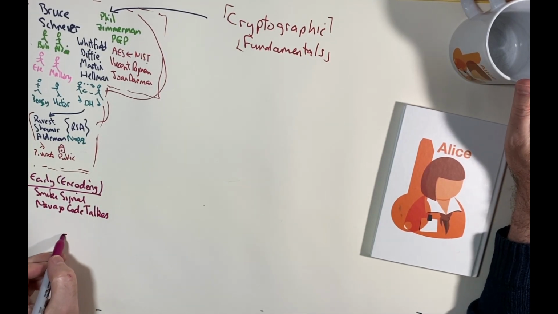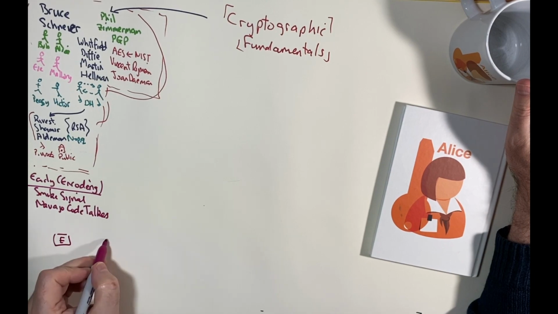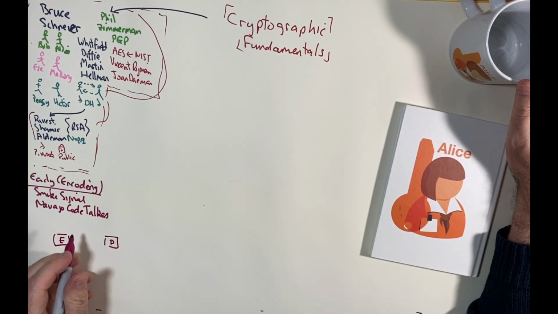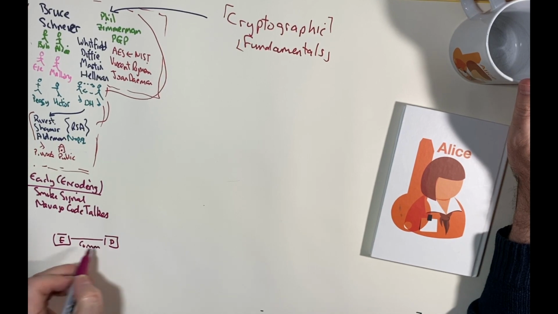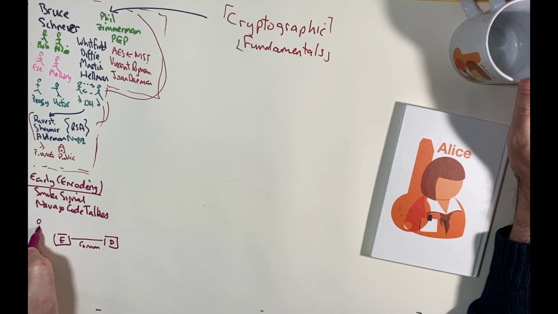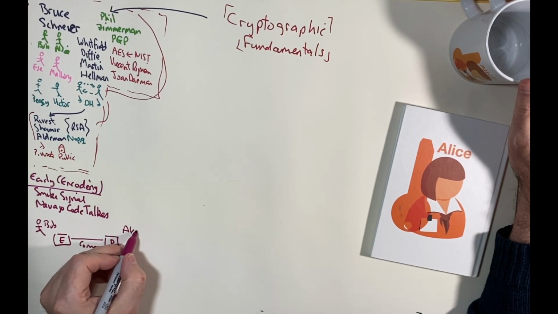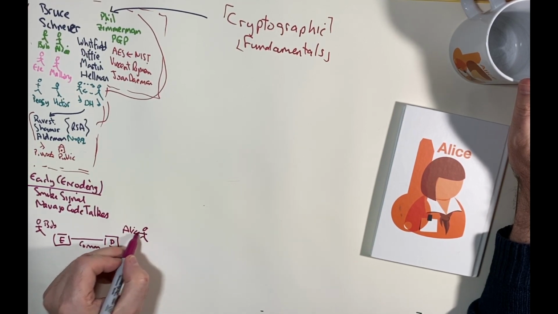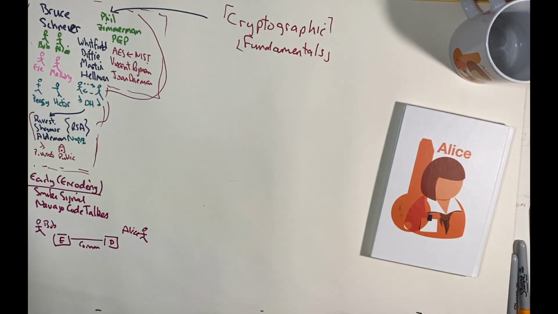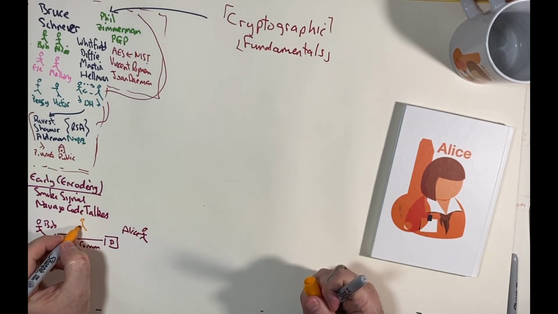So overall what we have is we have an encoder and we have a decoder. Then we have our communications channel in between, and we have Bob and Alice. And unfortunately, in between we have Eve.